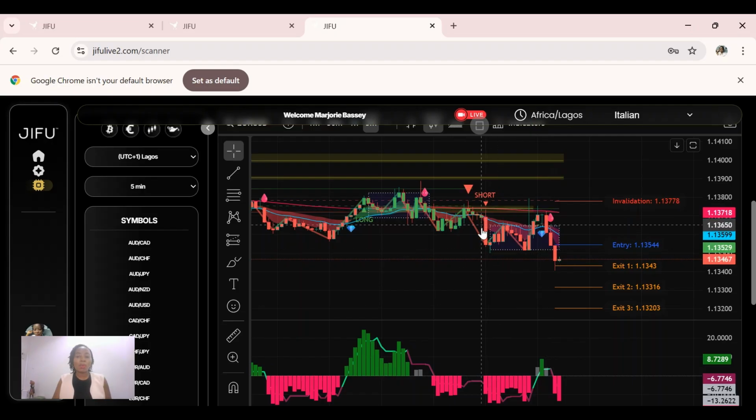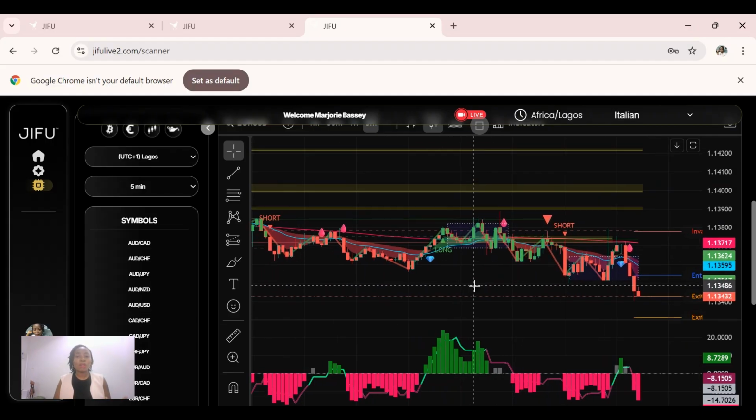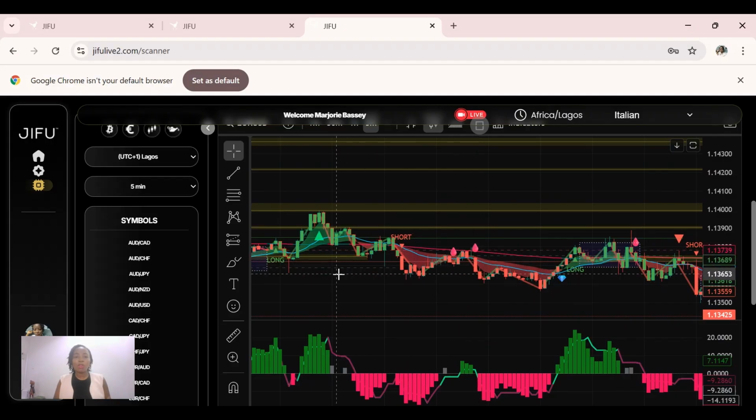And once you see this red triangle pop up, you know the market is going down. And if you're in a buy trade and you see this red droplet, it's also showing you that the market is changing direction and is selling. You can see it was buying, it went up, and it's showing you there's a change of trend. And if it's long, you see the green triangle and then the long. So you see short, you see long, that's how the market moves.